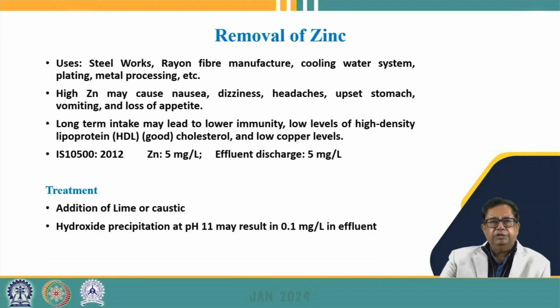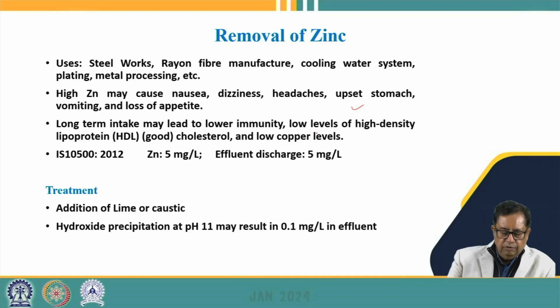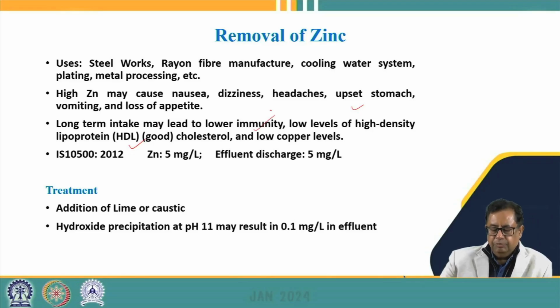Similarly, zinc can find its way in through steel works, rayon fiber manufacture, cooling water systems, plating, metal processing, etc. And high zinc may cause problems like nausea, dizziness, headaches, stomach upset, vomiting, and loss of appetite. If we are taking zinc for a long time, it may cause low levels of HDL, low immunity, and it may also cause low copper levels.